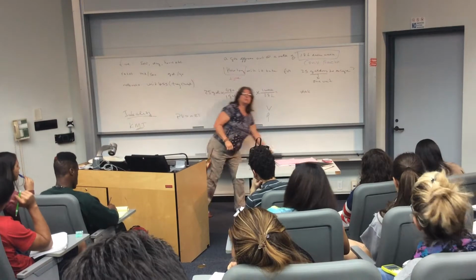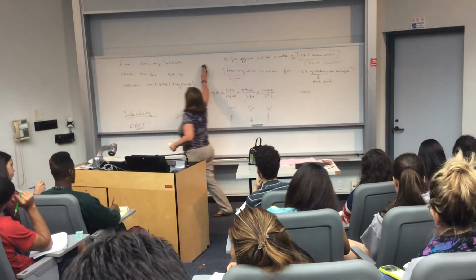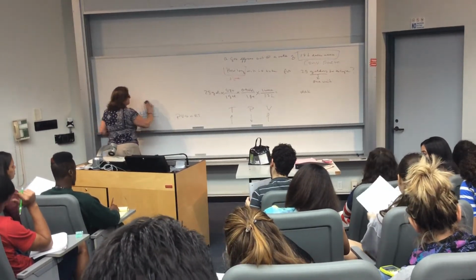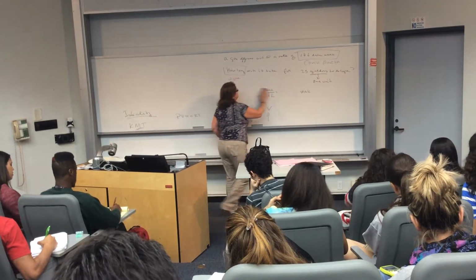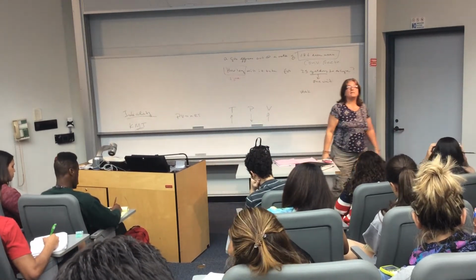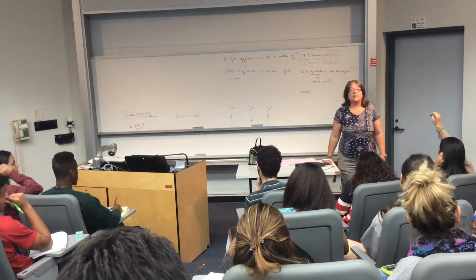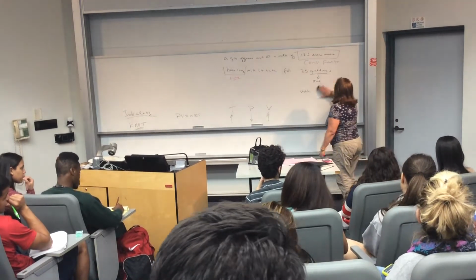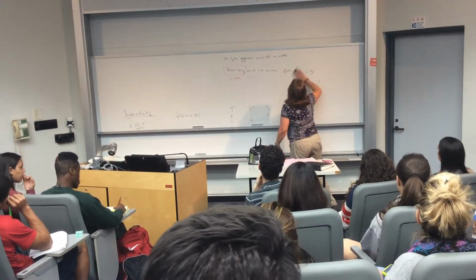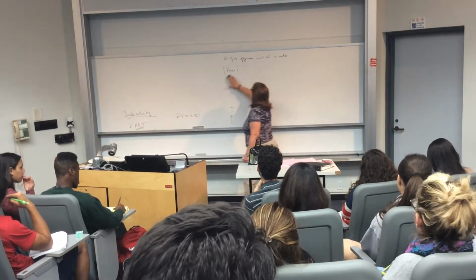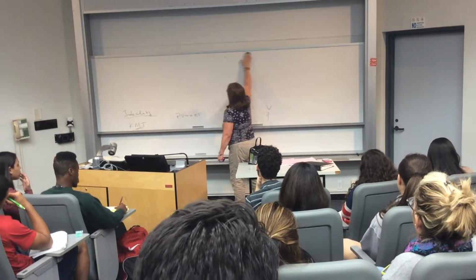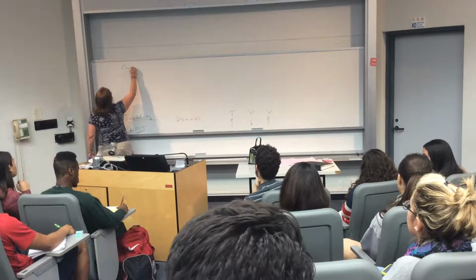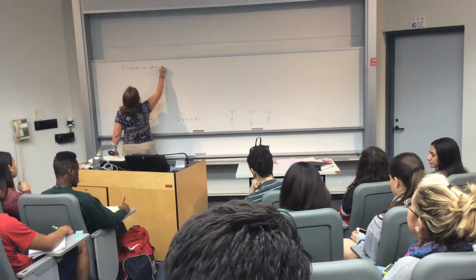Alrighty. Chapter 4. In chapter 4, there are some parts of it that you already know. You remember the electronic distribution? Ideal behavior. Alright, chapter 4. Atomic theory.